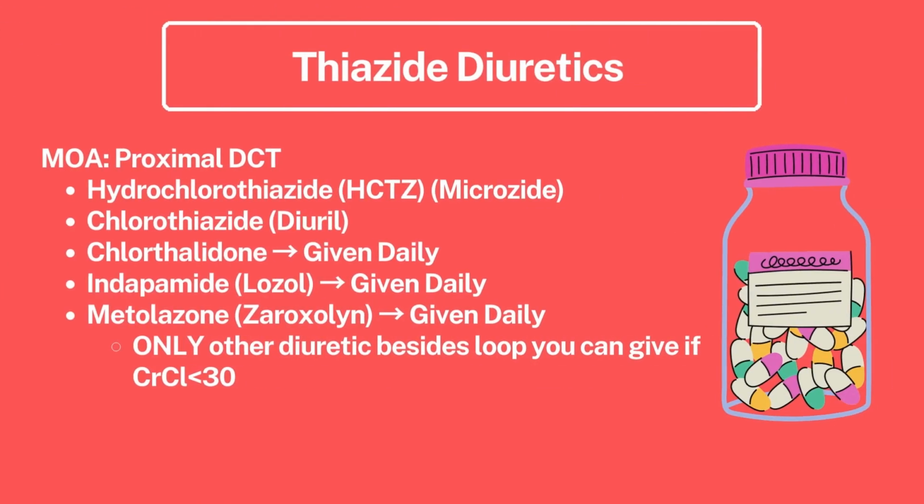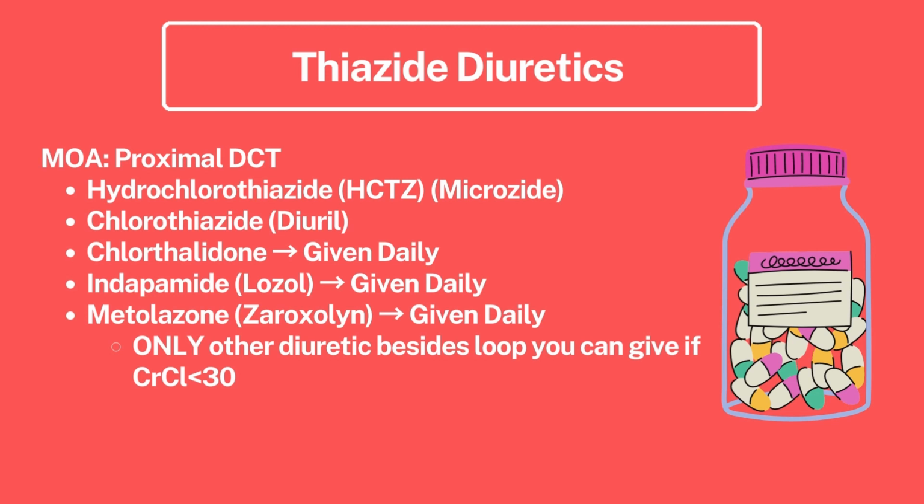Thiazide diuretics exert their influence at the distal convoluted tubule. So here is the list of thiazide diuretics. You can see here hydrochlorothiazide, Microzide, and so forth. I would recommend knowing the brand and generic medication name, the MOA, and where it works. And it's important to know that thiazide diuretics cannot be used in patients with creatinine clearance less than 30.